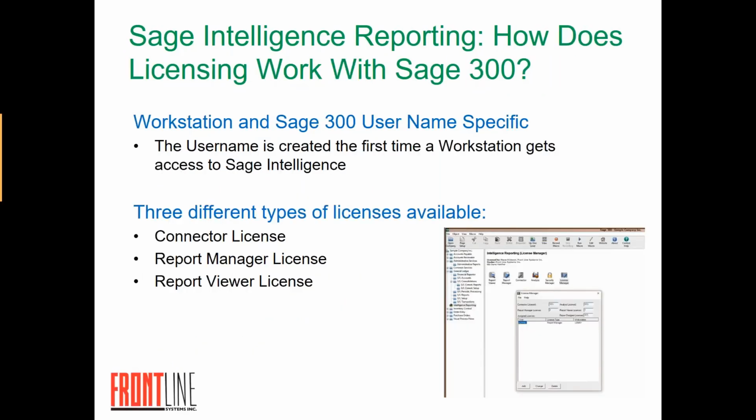Talking about licensing, the way Sage Intelligence report licensing works for the report manager, each license is user and workstation specific. So let's say if you had 5 licenses, I logged in on my computer, that would use up one license. If I walked over to Melanie's computer and logged into her Sage and went into Sage Intelligence on her workstation, that would burn a second license. And if Melanie came to my workstation and logged in, that would burn a third, and so on and so on.